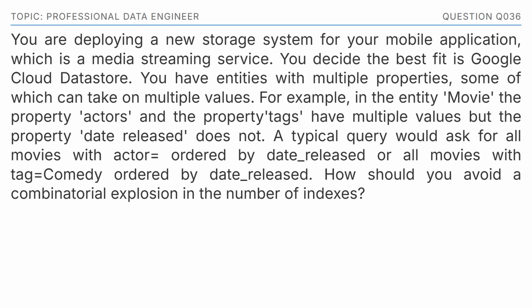released does not. A typical query would ask for all movies with actor equals actor name ordered by date_released, or all movies with tag equals comedy ordered by date_released. How should you avoid a combinatorial explosion in the number of indexes?